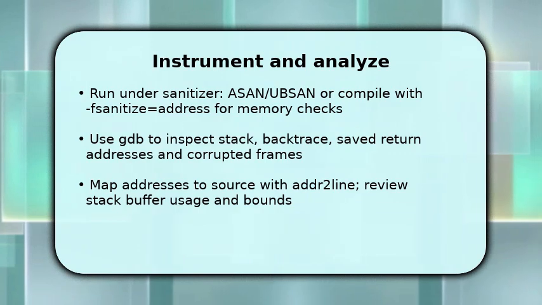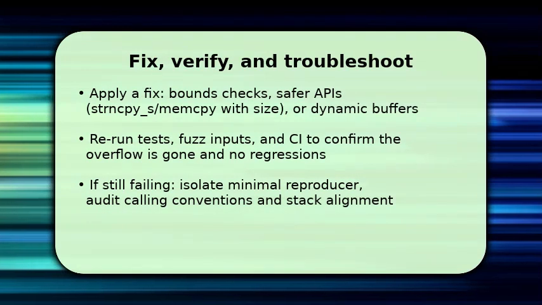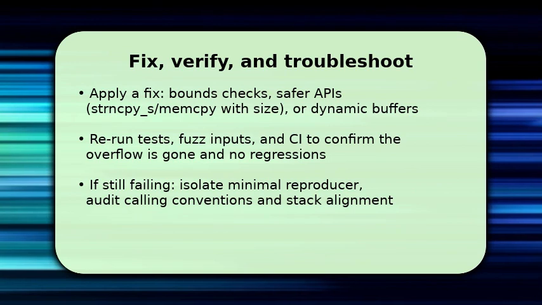Implement a targeted fix. Add explicit bounds checks, replace unsafe calls with size-aware APIs, or switch to dynamically sized buffers where appropriate. Once done, rerun unit tests and fuzz the problematic inputs to confirm the overflow is resolved and no new issues appear. If the crash persists, create a minimal reproducer and audit calling conventions and stack alignment.